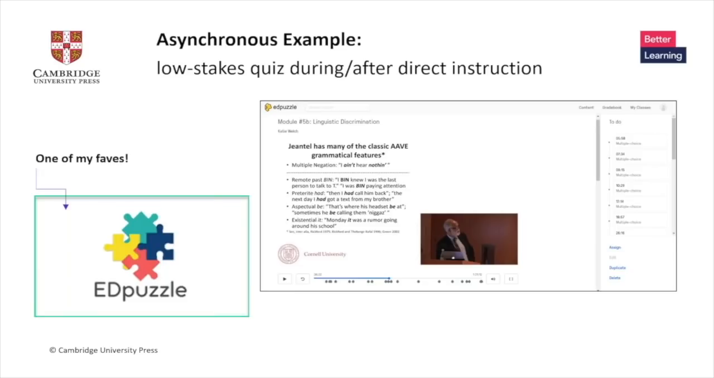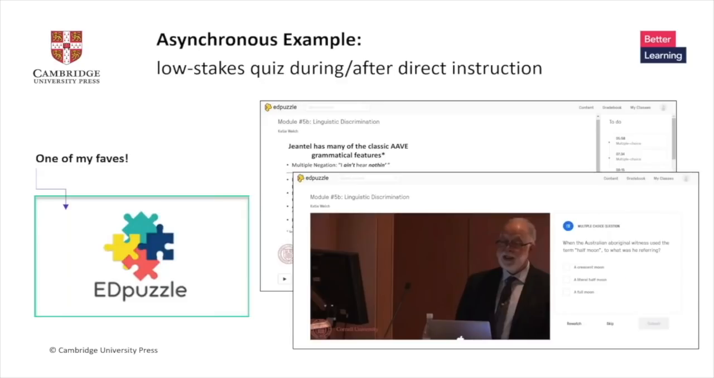One way to accomplish this is to use Edpuzzle, which is one of my favorite apps. In Edpuzzle, you can load your YouTube video. You don't have to own it. It can just be any YouTube video. You load it into Edpuzzle, and then you can set different points during the video where the video stops and a question pops up that students then answer.